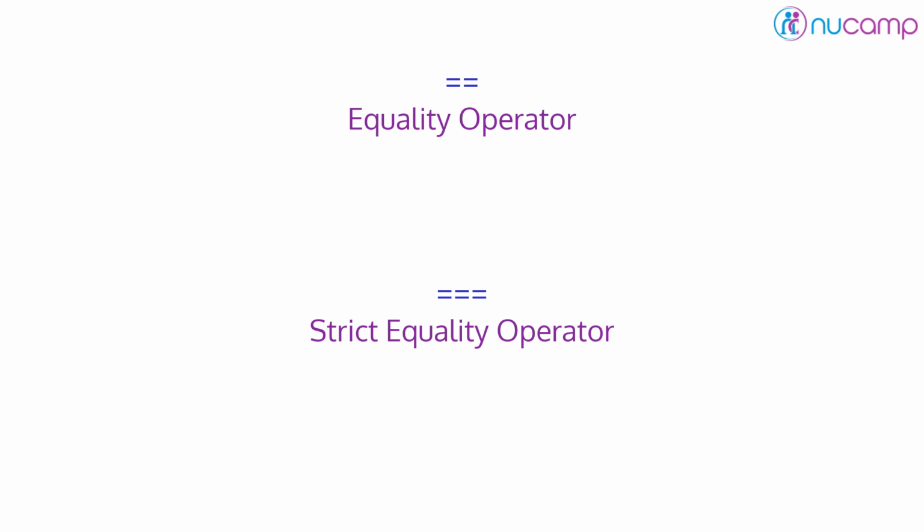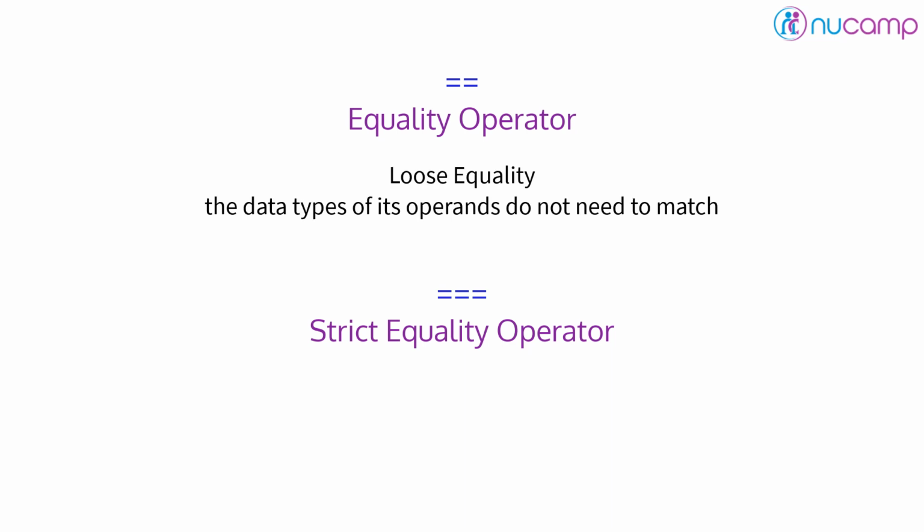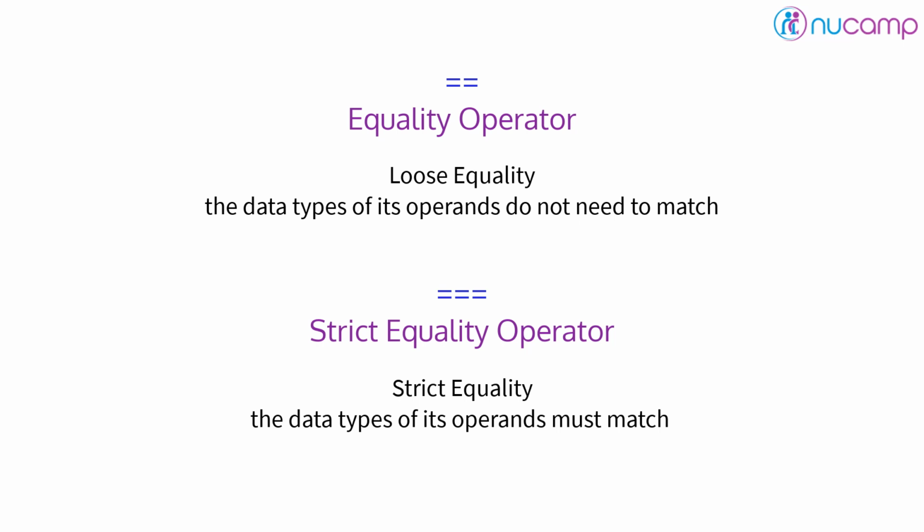The double equals is more relaxed about the data type of what you're comparing. It checks for what's called loose equality. The data types of its operands are not required to match. The triple equals, however, checks for strict equality. The data types of its operands must match.